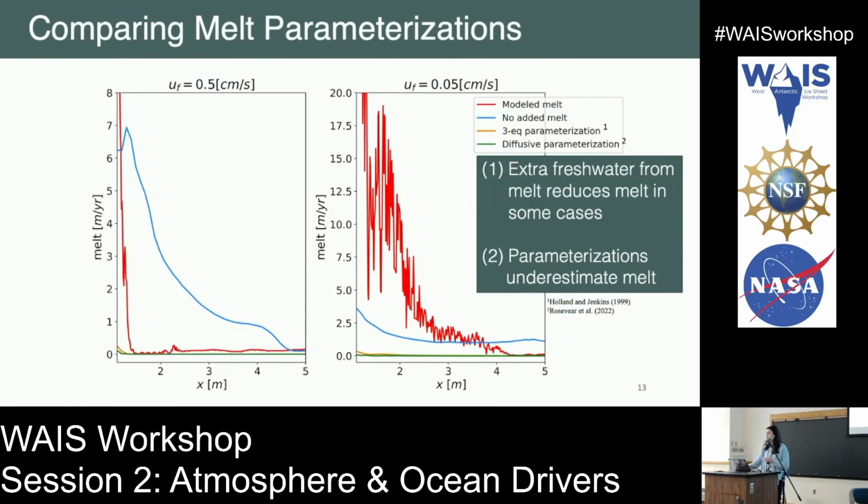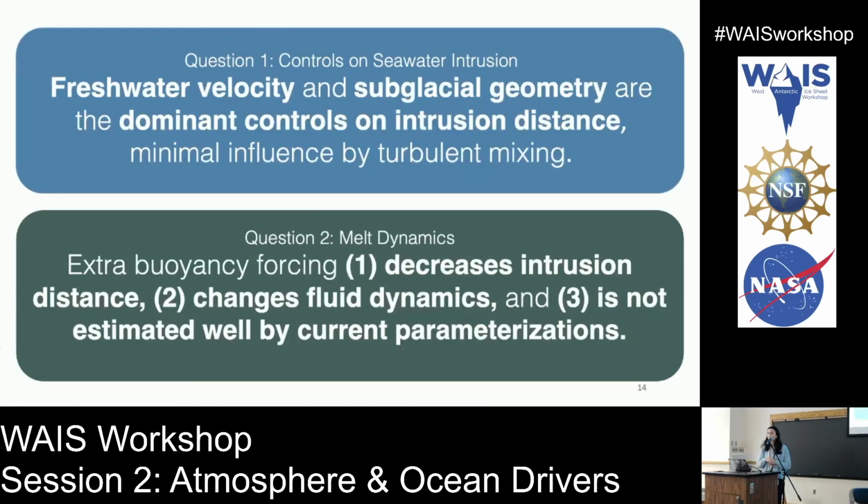So thinking about key takeaways and answering this question 2 of melt dynamics, we're seeing that this additional buoyancy forcing will decrease the intrusion distance, will change the fluid dynamics of the channel, and is not estimated well by current parameterizations. So moving forward, thinking about how we can include such things in coupled ocean models, we need to rework how we define the grounding zone, how we extend our ocean forced melt beyond it, and how we model this melt as well. Thank you.